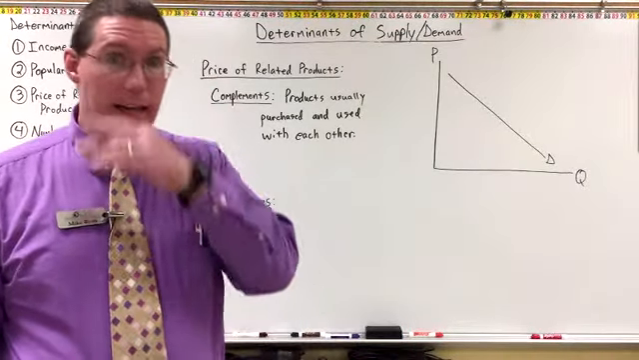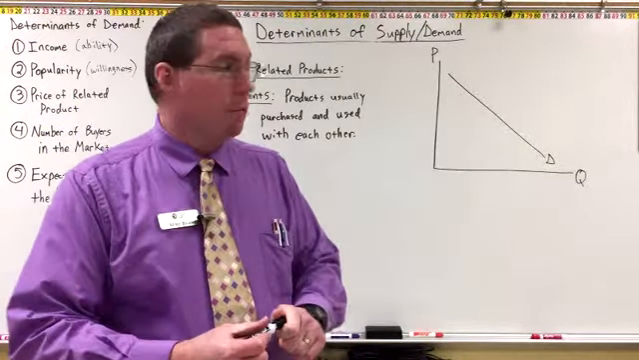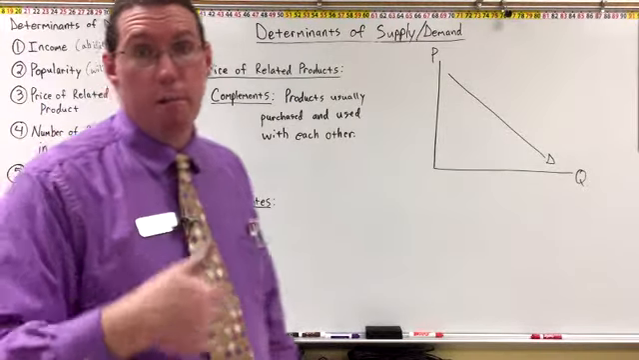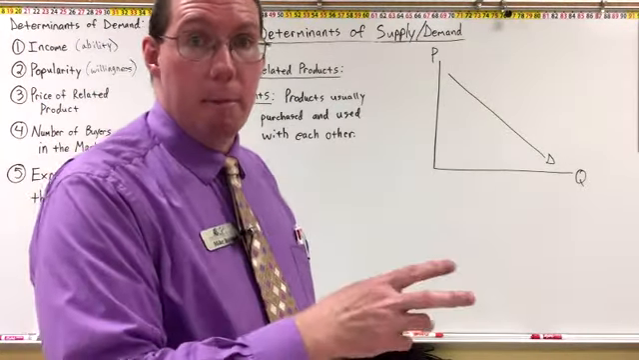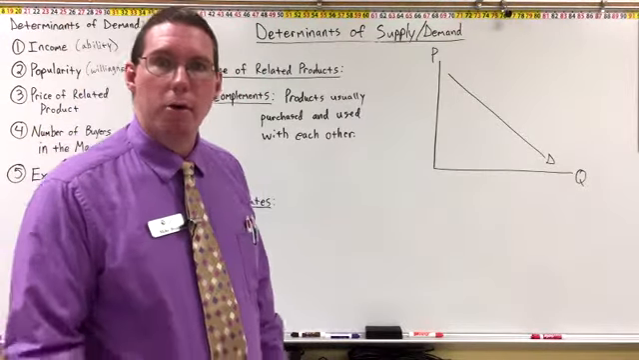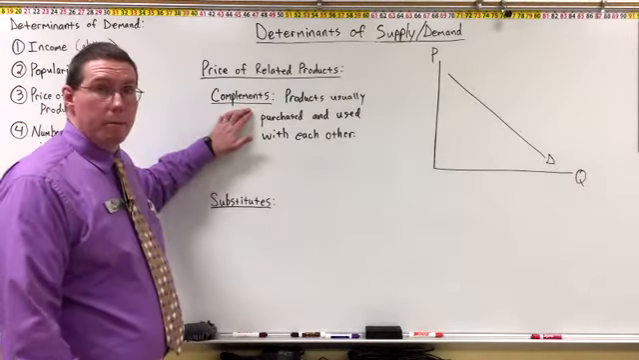Bread and jelly. You go to the store, actually, bread, jelly, and peanut butter. All three of them are complements to one another. So when you go to the store, in fact, at the Publix near my house, when I go shopping, the peanut butter, the jelly, and the bread are all in the same aisle. Because they know that people are going to buy all three of those. And so that's what complement products are.